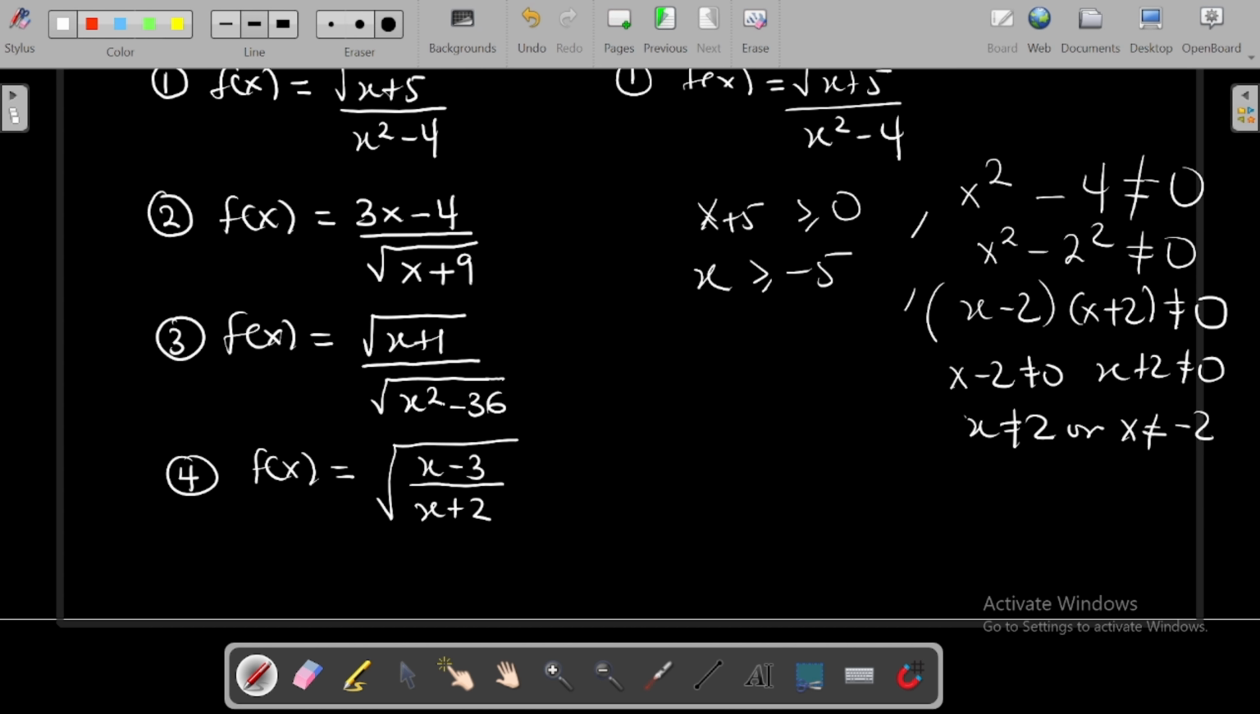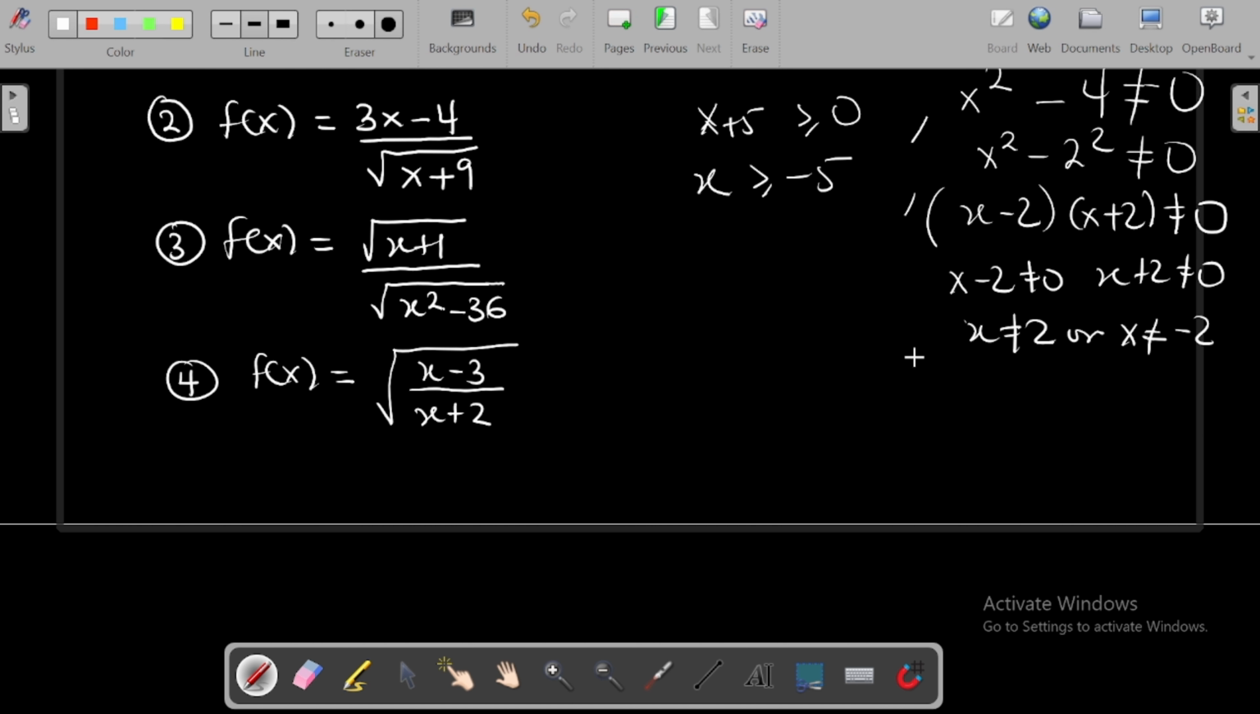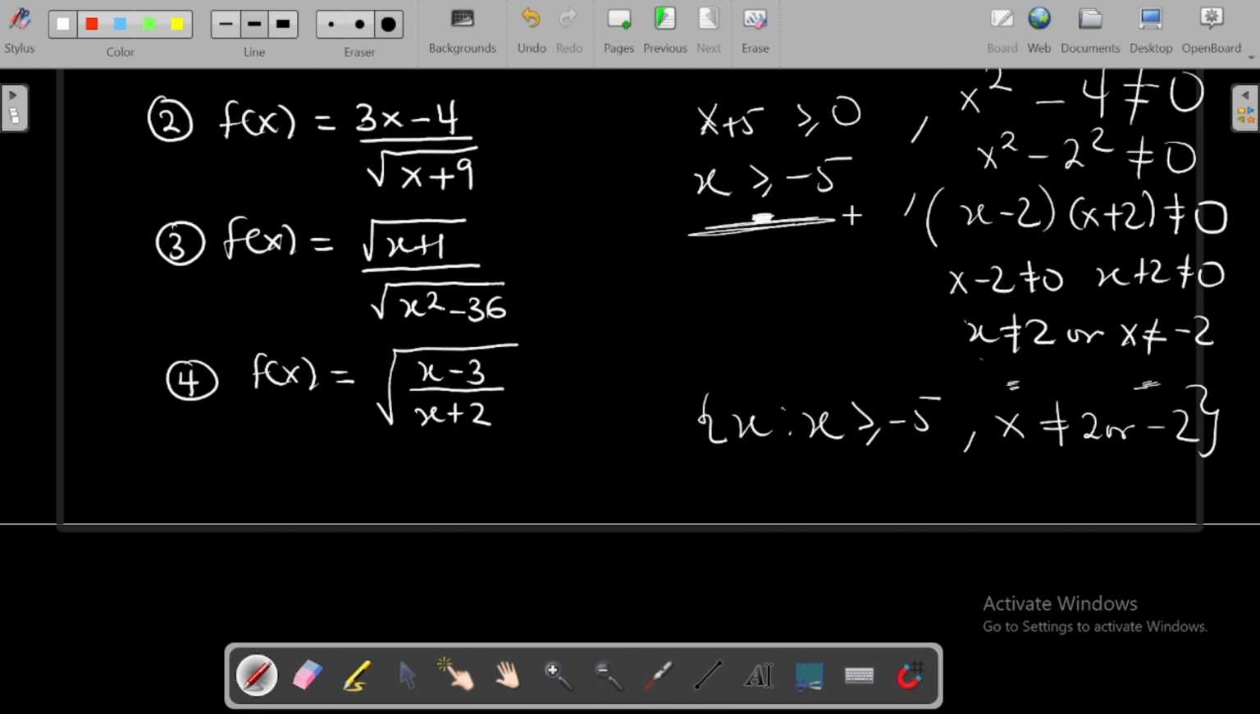Okay, once we have 3 values, we can quickly conclude on the domain. That is if we have only one greater than or equal to sign, and the rest are just not equal to signs. Okay. So from here you can simply say that the domain is x such that x is greater than or equal to -5 and x is not equal to 2 or -2. Okay, you notice that I said x is such that x is greater than or equal to -5. Comma, this comma stands for and. So and x is not equal to 2 or -2.